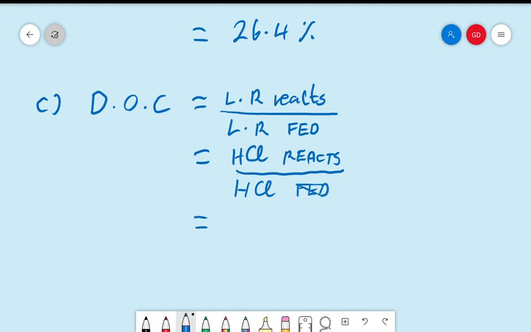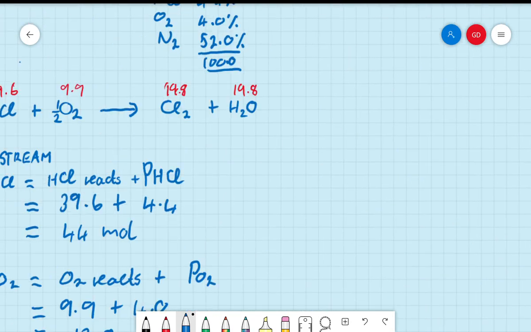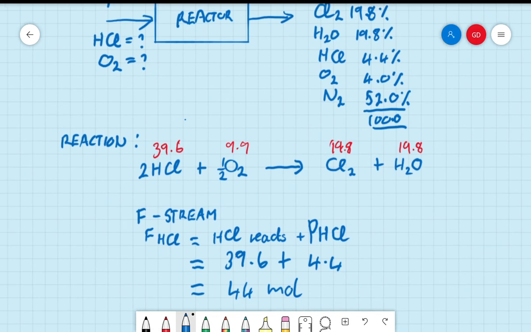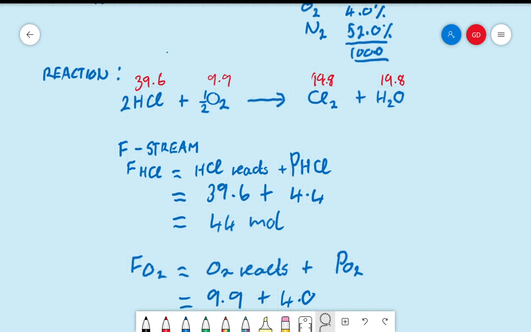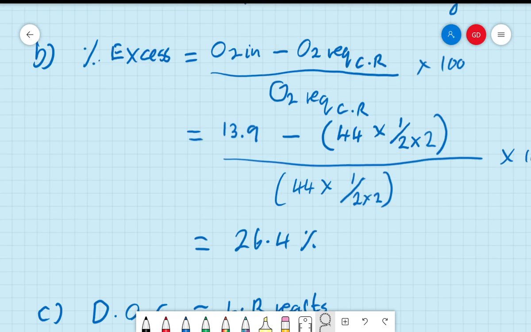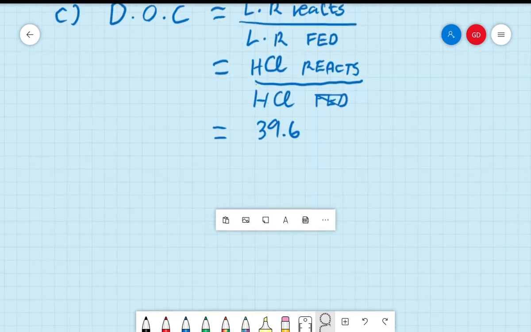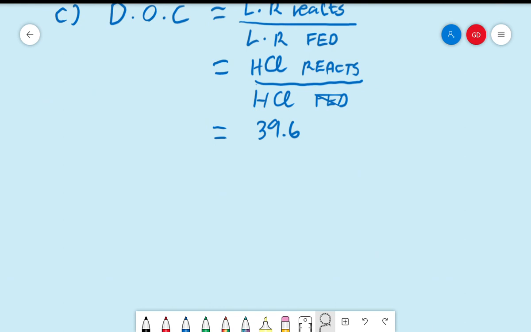Then you substitute. HCl that reacts is 39.6. If you check, HCl that reacts here is 39.6. And then HCl that is fed is 44 moles. Simple and straightforward. So HCl that reacts is 39.6, and the other one is 44. Then you can find the degree of completion.